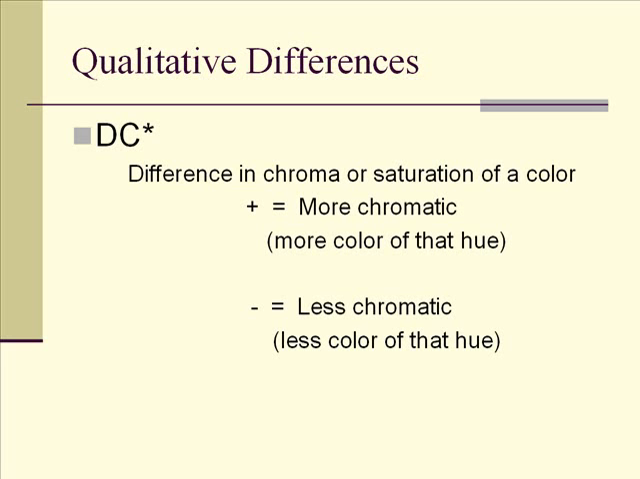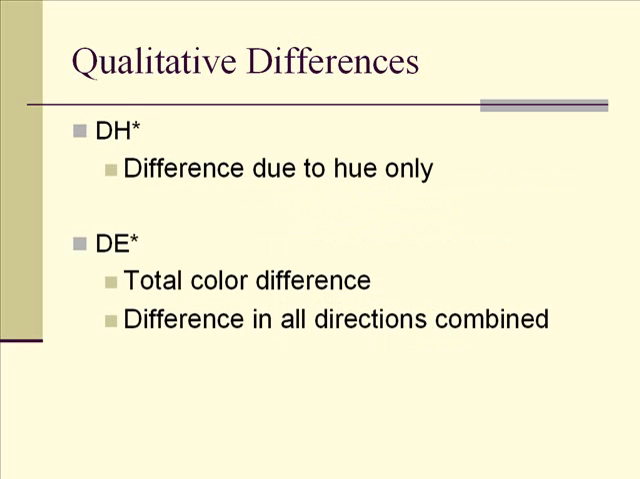Positive or negative really doesn't have as much meaning there. It's just a different hue. Positive would be if you're red up towards the yellow. Negative would be down towards the blue. But it just means a different hue. With all of these values, the bigger the numerical value is, the farther off it is. And then delta E is our total color difference, and it takes into account the difference in all directions.